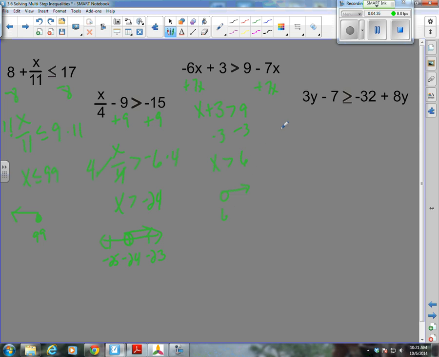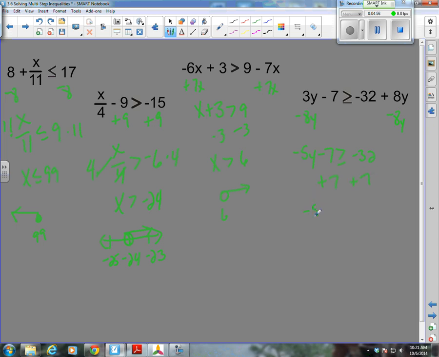Okay, I'm not going to graph that, but if you did, you have a circle on 6 going to the right. Okay, this one, I subtract 8y. I want to cancel the y out on one side. I got negative 5y minus 7 greater than or equal to negative 32. Now notice here I've got a negative y.